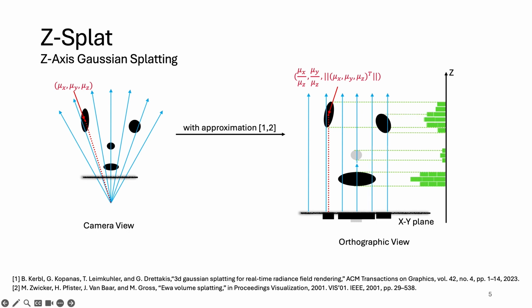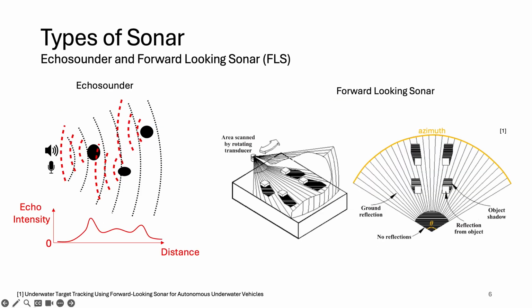After completing all the iterations, we obtain an intensity distribution along the z-axis, which can be used to fit the sonar intensity distribution. We combine our technique with two different types of sonar. The first one is a simple echo sounder. There is a speaker emitting a pulse and a receiver, which is a microphone. When the sound bounces back, we can decode the pulse and get a 1D intensity signal which shows the echo intensity with respect to the distance.